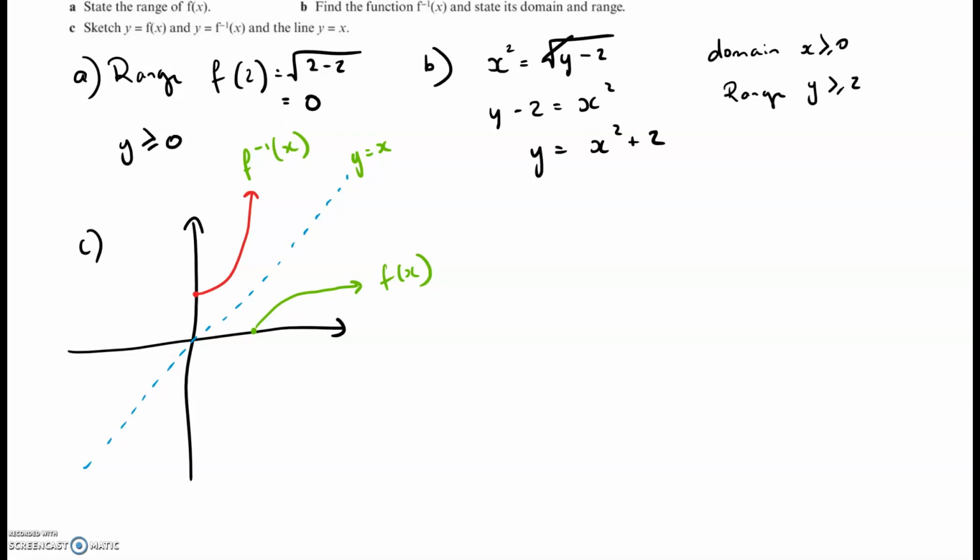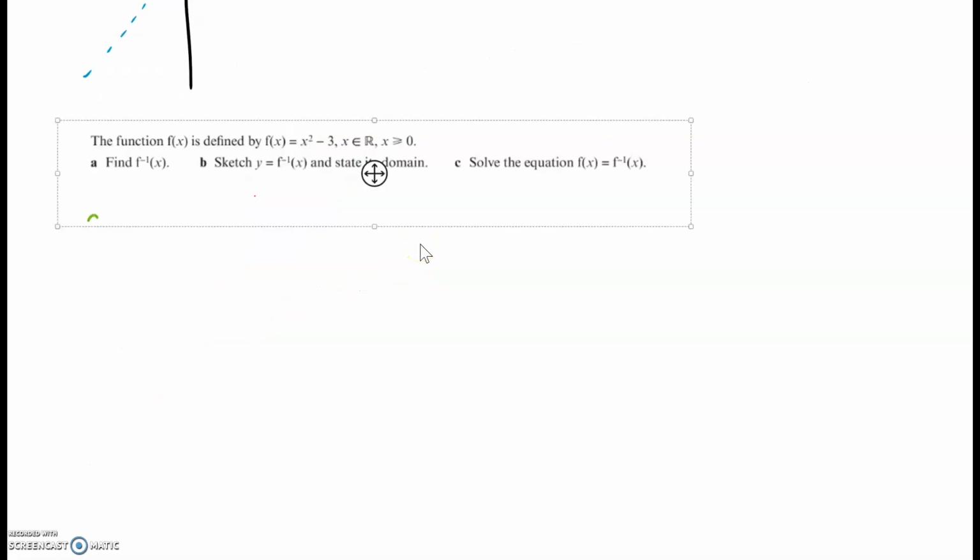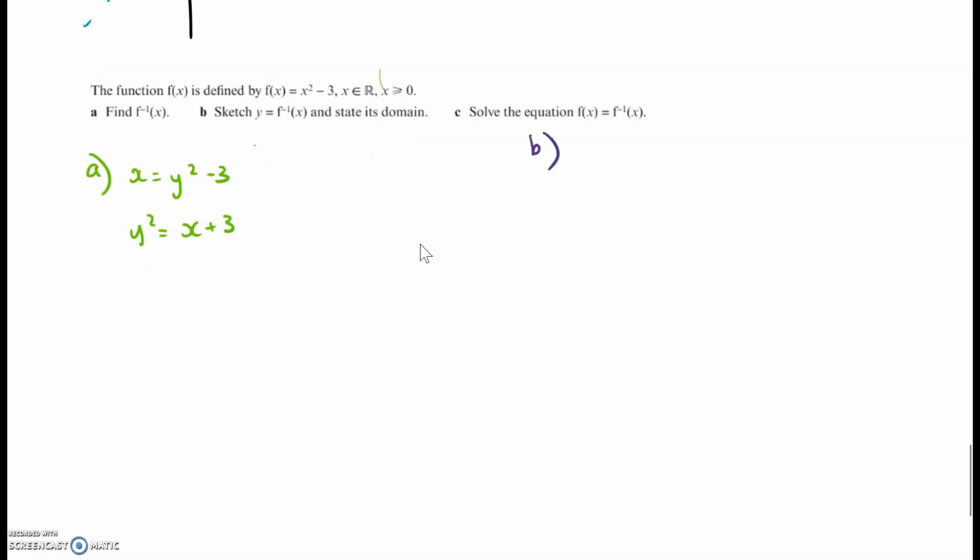Alrighty, next example. Alright, so last one, we're looking at f of x equals x squared minus 3, where x is greater than or equal to 0. So find f inverse of x, so again we're going to switch x and y. Okay, so we end up with y squared equals x plus 3. Now I take the square root, and I'm looking at the square root of x plus 3.